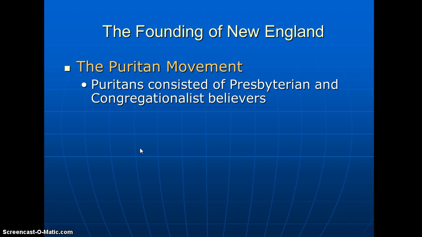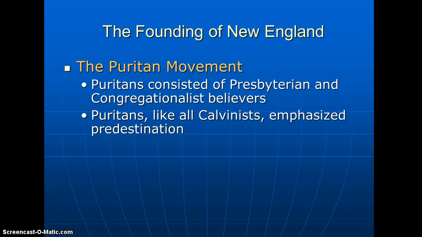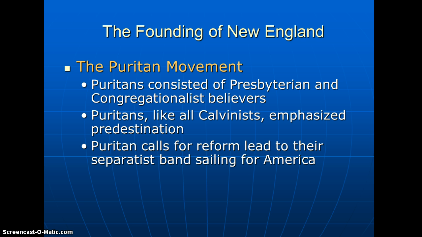These are the groups that Puritans consisted of: Presbyterians and Congregationalists, who, as I mentioned before, were very Calvinist in their beliefs. They did believe in that predestination that I mentioned. And they called for reform, and this is what's going to end up leading them to sail for America.